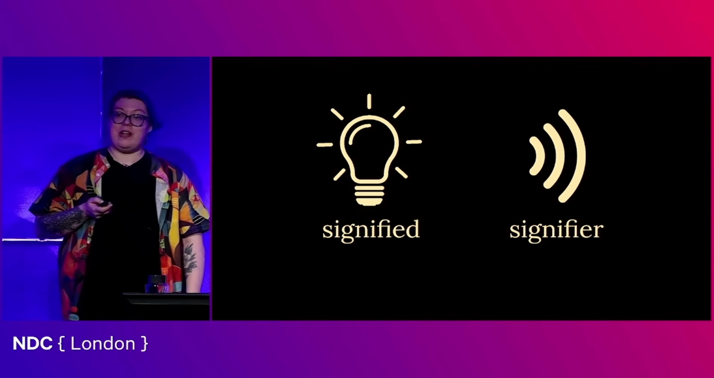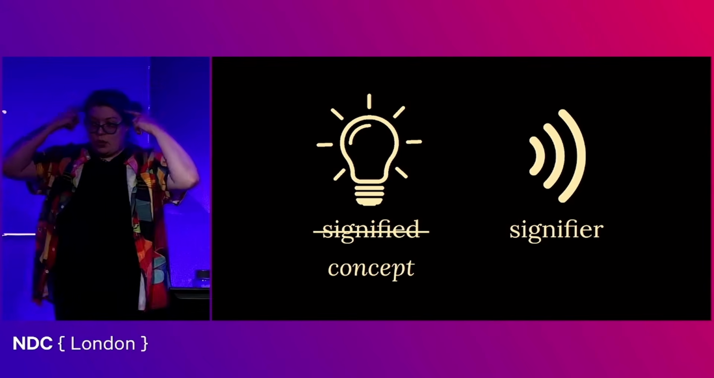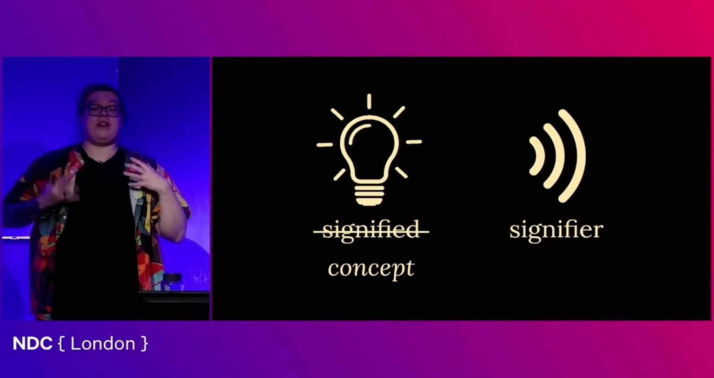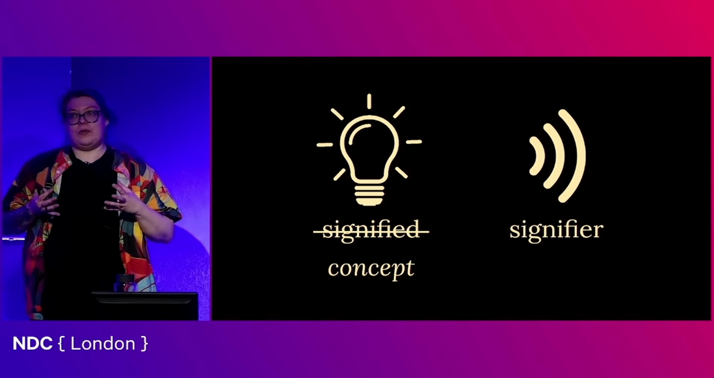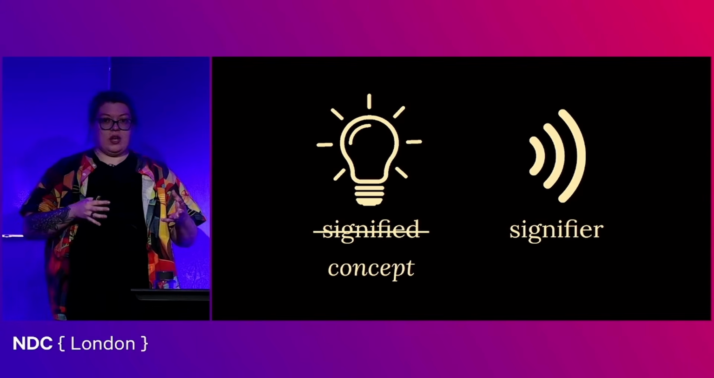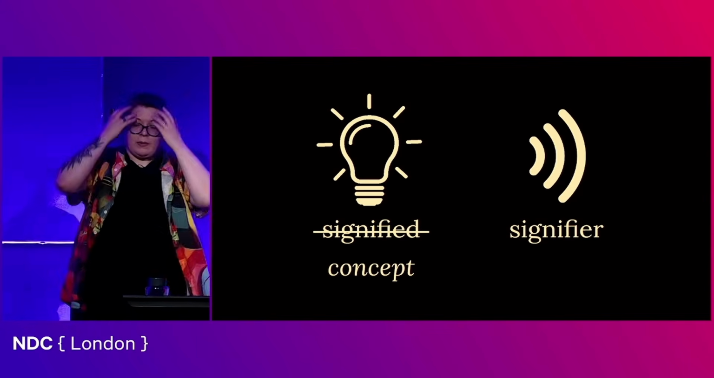So I'm going to make a little update to Saussure's framework and say that this is the concept. Light bulb is the concept that's in my head, and the signifier are the words that I'm using to try and convey those concepts, right? And what Saussure said that was really quite groundbreaking for the time is that these two things don't necessarily have anything intrinsically to do with each other for a given concept, right?